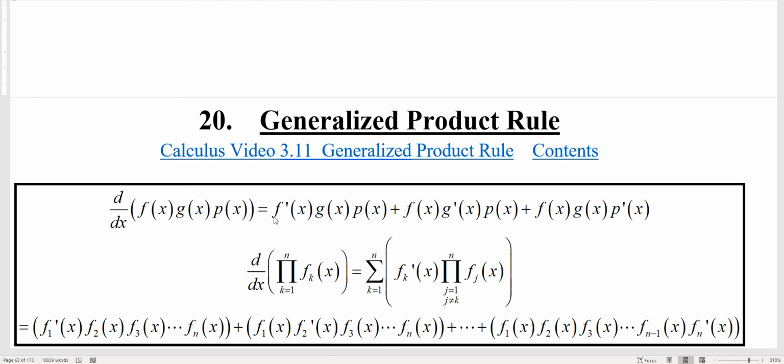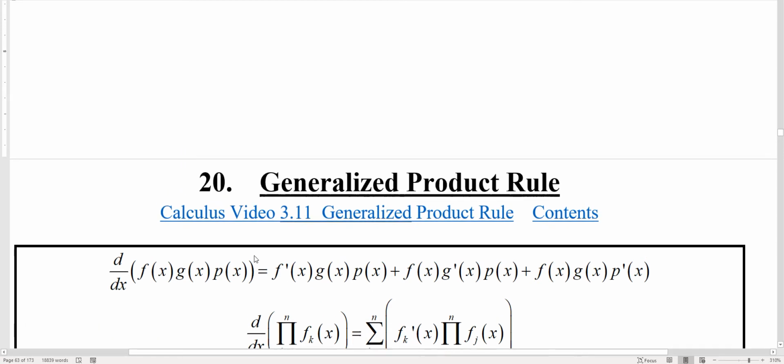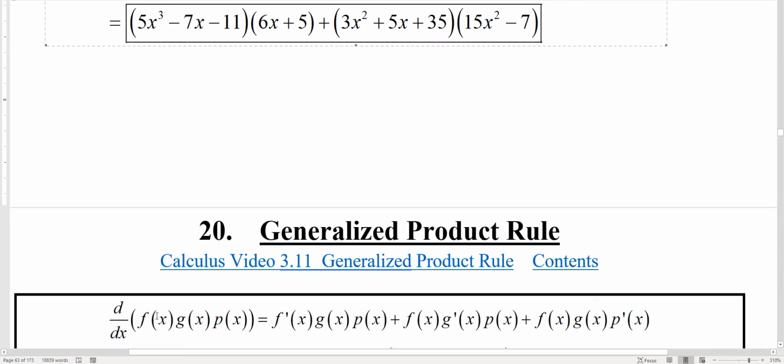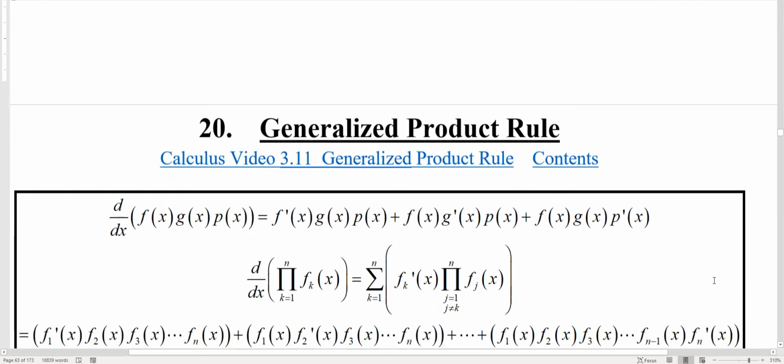It actually generalizes very nicely. Let's just focus on this line right here. Look what happens if we try to do the product of three things. If you have three factors multiplied together and you want to find the derivative, you just take the derivative of the first one times the other two, plus the derivative of the second one times the other two, plus the derivative of the third one times the other two.